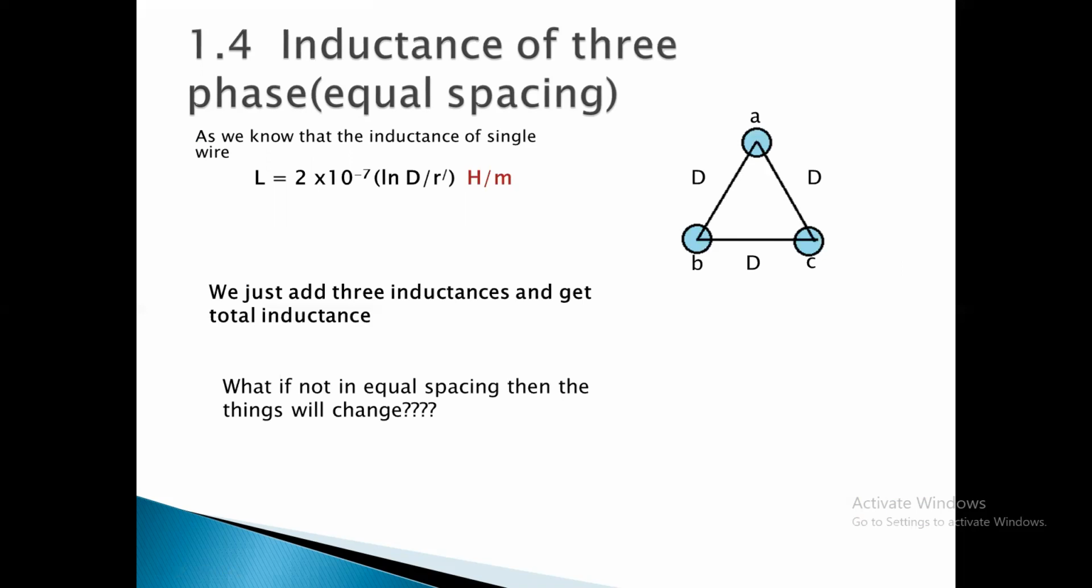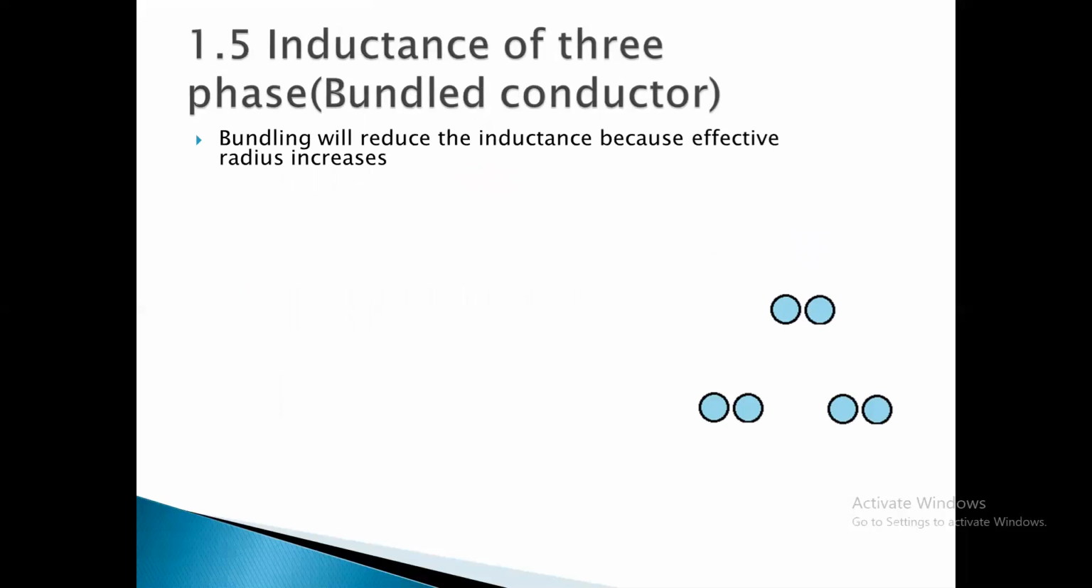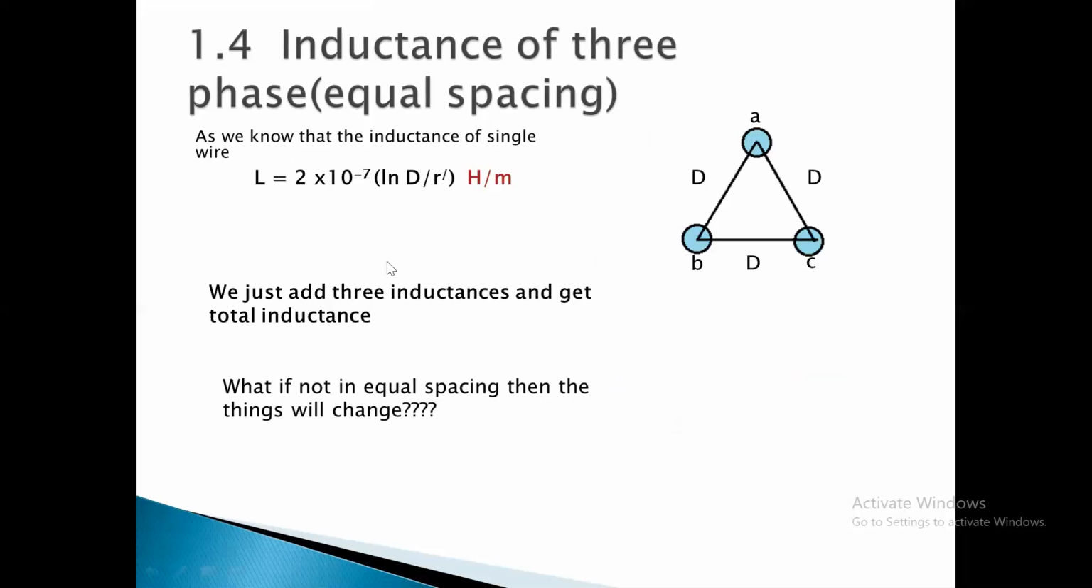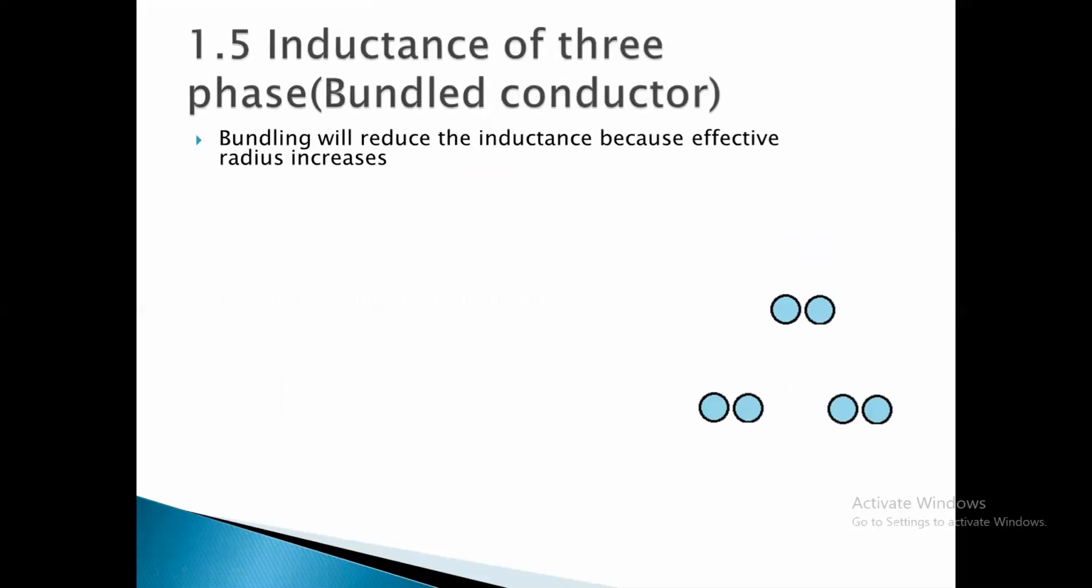So we must know how to calculate the inductance in each bundling conductor. So first we study single conductor, then two wire conductor, then three equal spacing, then three unequal spacing transposed line, and now we are going for bundling conductor. Bundling will reduce the inductance because effective radius increases. It will increase the value of effective radius, and it is in the denominator, so if we increase the value of effective radius, the inductance will reduce. So bundling can reduce the overall inductance of any transmission line.